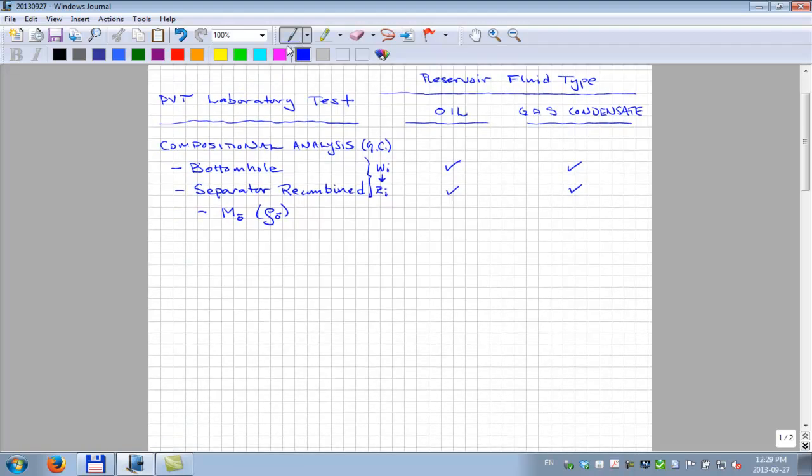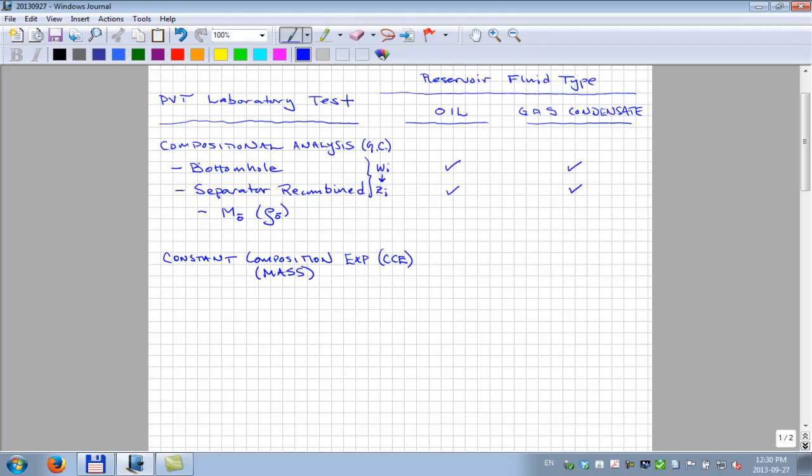So the first test that we're going to talk about is usually referred to as the constant composition experiment or expansion. I'll just write EXP, whatever you like. We usually abbreviate it CCE. Sometimes it's called constant mass expansion. Some of the laboratories will use that terminology.